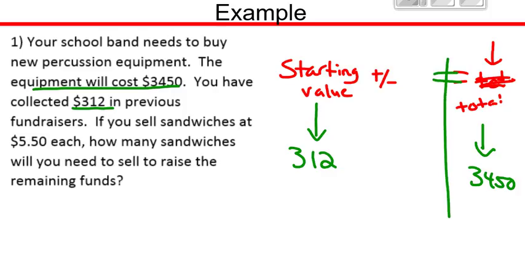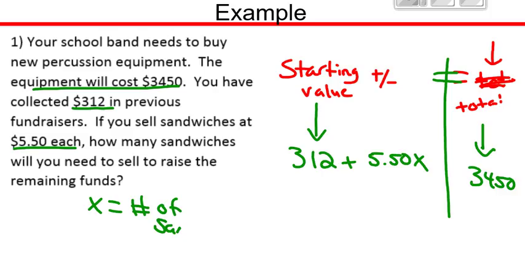All right. If I sell sandwiches at $5.50 each, so each means multiply. So I'm going to do plus $5.50 times x. X is the number of sandwiches. So x equals number of sandwiches. Okay, so now I have an equation. I can solve for x.